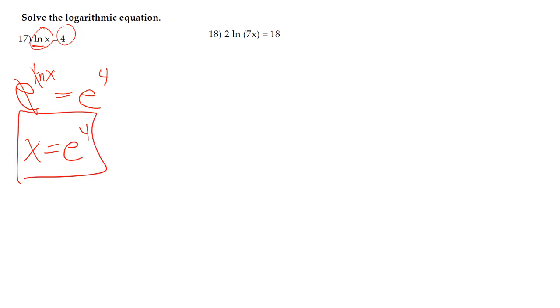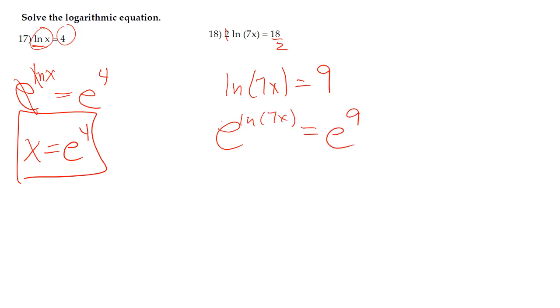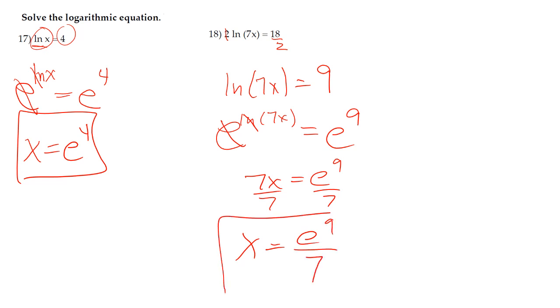Done. Now this one we want to get the log by itself first. So I would divide by 2 and have natural log of 7x equals 9. Now basically do the same thing. E to the natural log of 7x equals e to the ninth. These cancel. 7x equals e to the ninth. Divide by 7. X equals e to the ninth over 7. There's your answer.